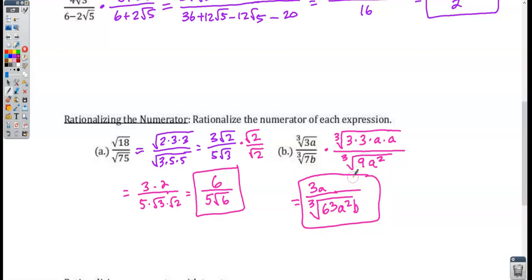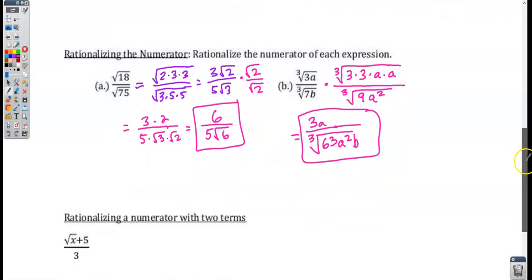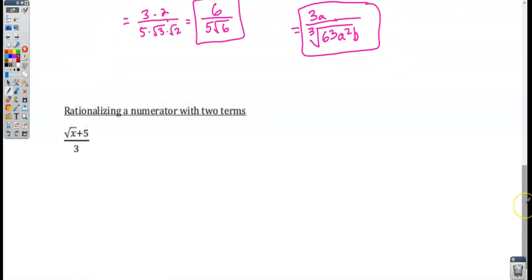Like I said, we can rationalize the numerator. It's just not something we do a lot. But that gives us a little bit more practice working with radicals, which we're going to do all the time when we're rationalizing the denominator.